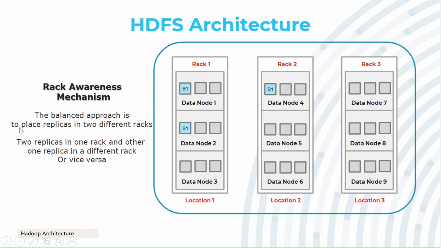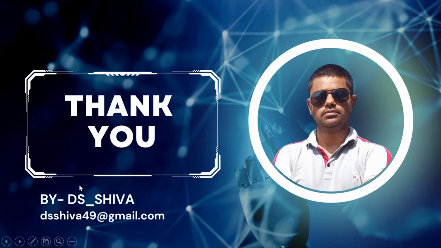The balanced approach is to place replicas in two different racks. Just take an example: any transmission of data is being done. If we are collecting data from different locations all the time, it will take high bandwidth. So to reduce that high bandwidth transmission, initially we will try to place two replicas in two different blocks at one location and another replica at a different location.